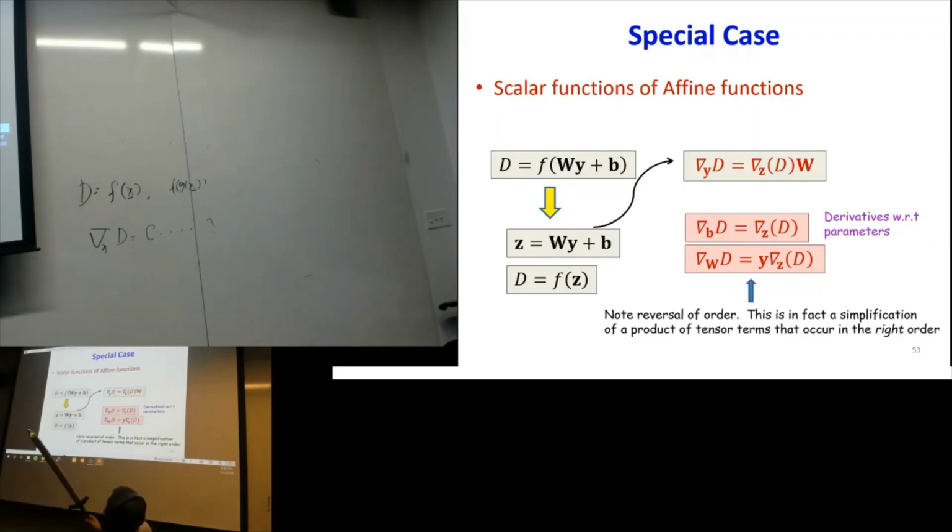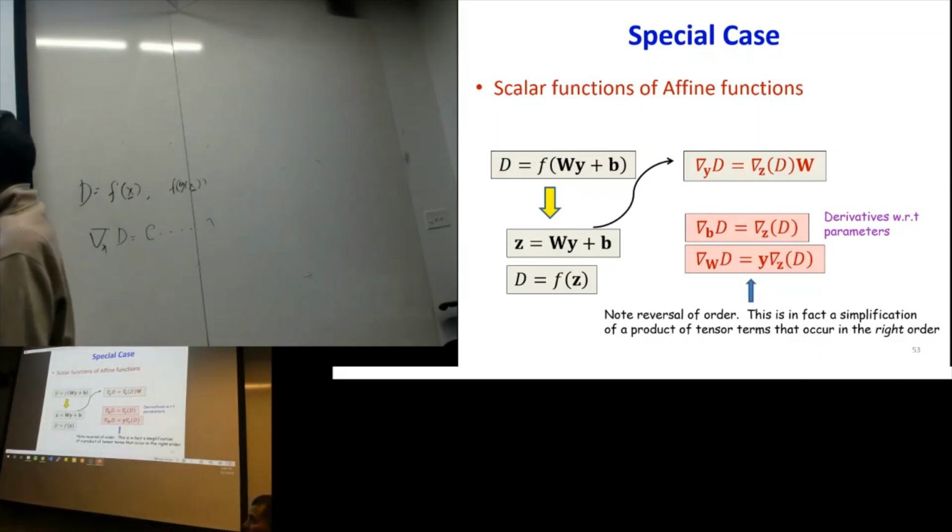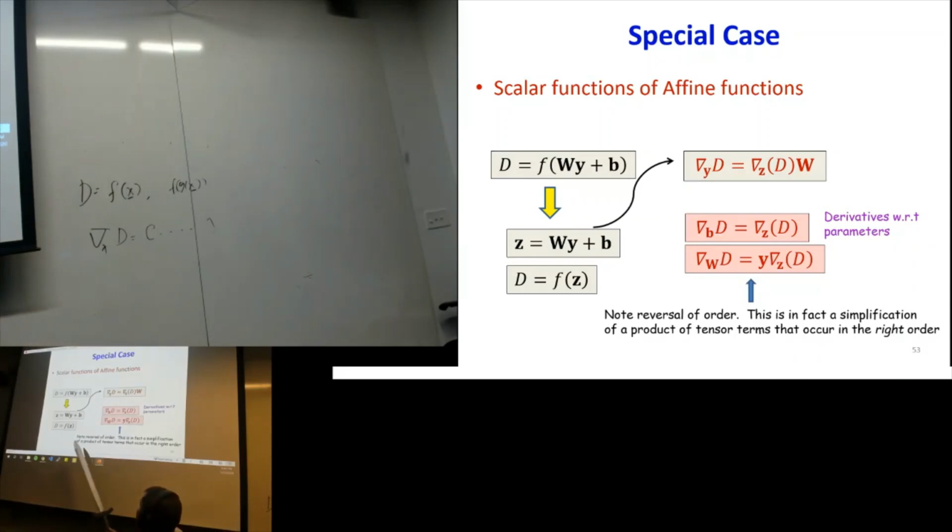Then the derivative of d with respect to y is simply going to be the derivative of d with respect to z, which is this affine combination, times the derivative of z with respect to y. And the derivative of z with respect to y is simply the weights matrix. And so you can see over here why this is the case. You can actually plug in all of these formulas and this should work out.